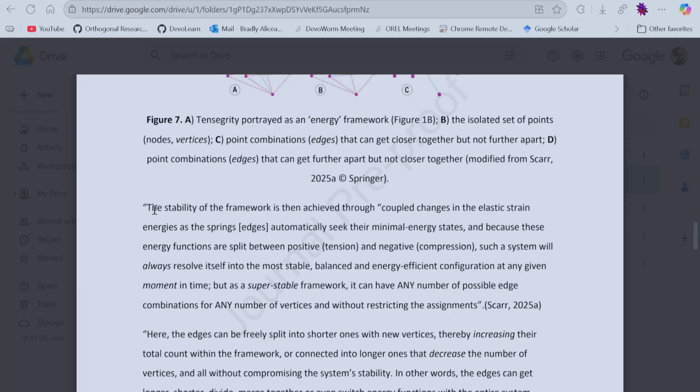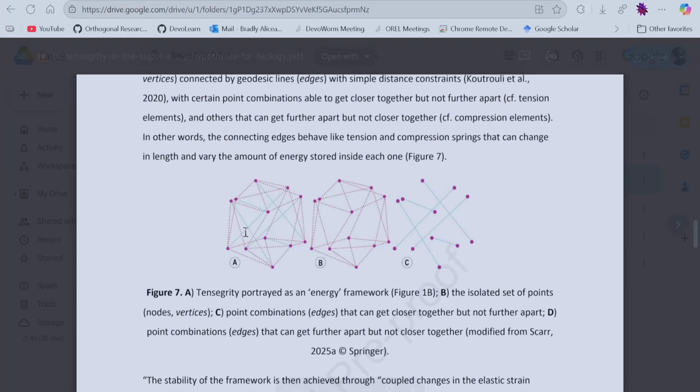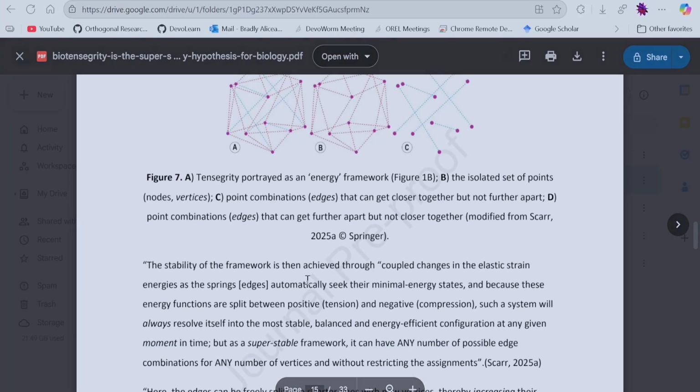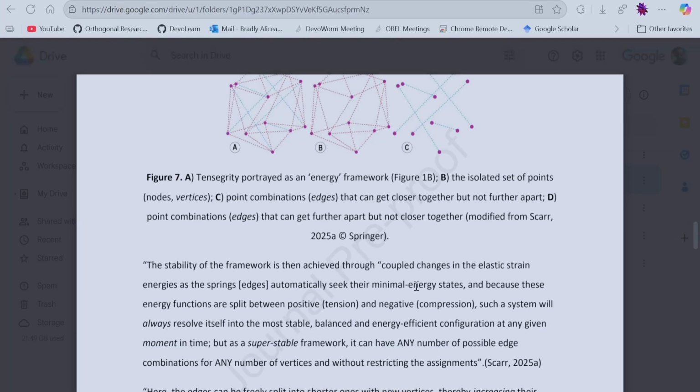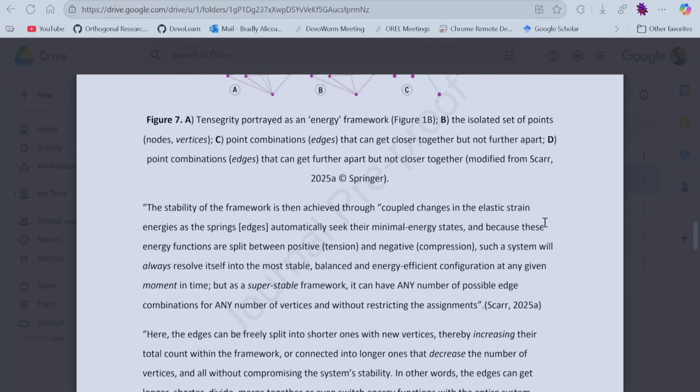And then the stability of the framework is achieved through coupled changes in the elastic strain energies, as the springs or the edges automatically seek their minimal energy states. So these edges are always trying to minimize their energy. But when you have forces operating from the outside, or when those points need to make changes in their orientation or their organizational state, then you get these disruptions in the minimal energy state.